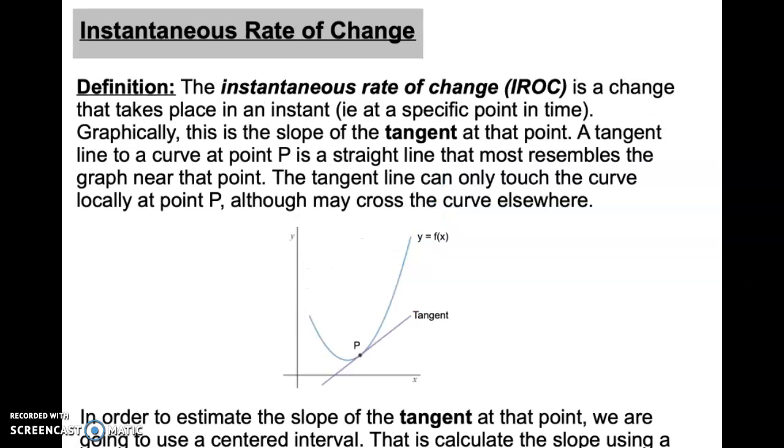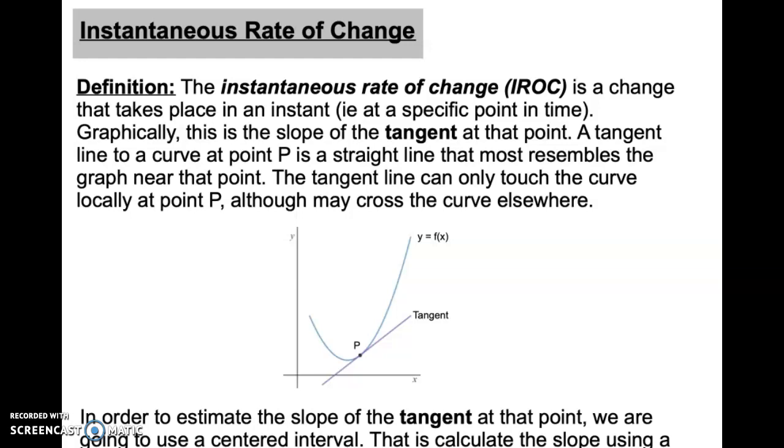The second type of rate of change is instantaneous rate of change. An instantaneous rate of change, also known as IROC, is a change that takes place in an instant, i.e. at a very specific point in time. Graphically, it is the slope of a tangent at that point. And a tangent line to a curve at point P is really a straight line that most resembles the graph near that point. The tangent line can only touch the curve locally at point P, although it may cross the curve elsewhere.